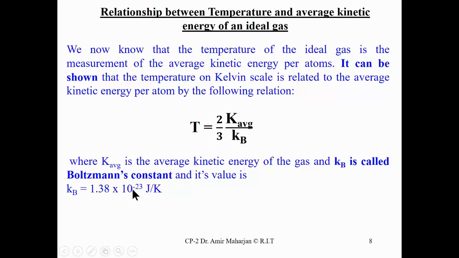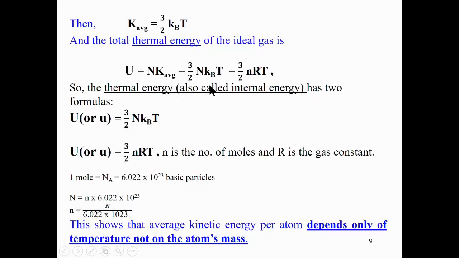This k_B is called Boltzmann constant, and it's 1.38 times 10 to the power negative 23 joules per K. It's always a constant quantity. And once you have the average kinetic energy, you can find the total thermal energy of the gas. So just multiply by the total number of molecules, total number of atoms, right? So N times this. That means the total thermal energy of the system of gas in a container is 3/2 N k_B T.